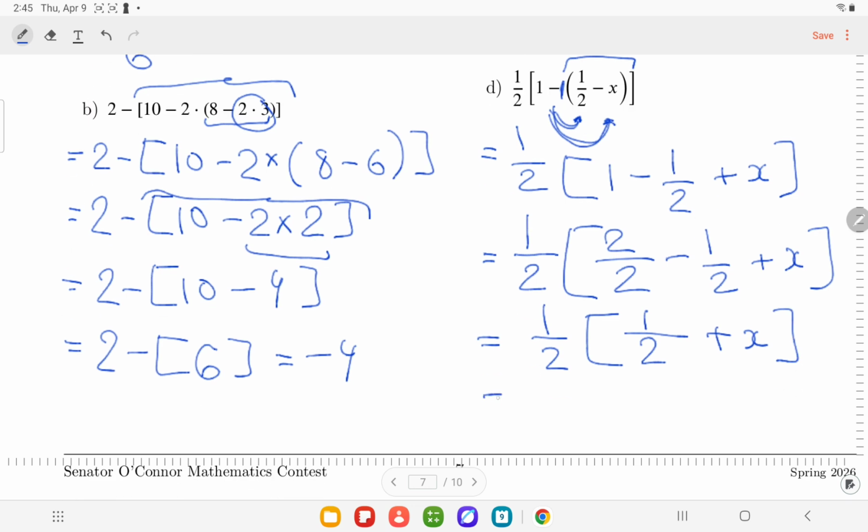And then once again, we can perform distributive property. So we end up with 1 over 2 times 1 over 2. And in this case, you multiply the numerators and you multiply the denominators. So we end up with 1 times 1 in the numerator, which is just 1, and 2 times 2 in the denominator, which is 4.